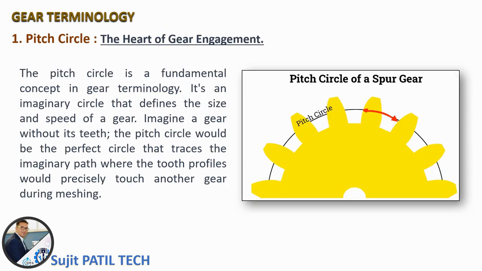1. Pitch circle. The heart of gear engagement. The pitch circle is a fundamental concept in gear terminology. It's an imaginary circle that defines the size and speed of a gear. Imagine a gear without its teeth. The pitch circle would be the perfect circle that traces the imaginary path where the tooth profiles would precisely touch another gear during meshing.